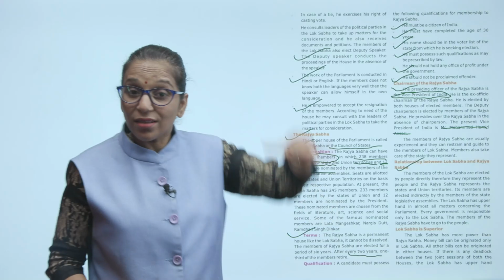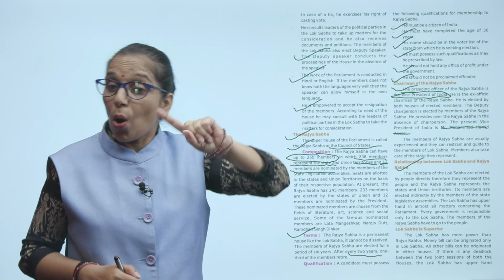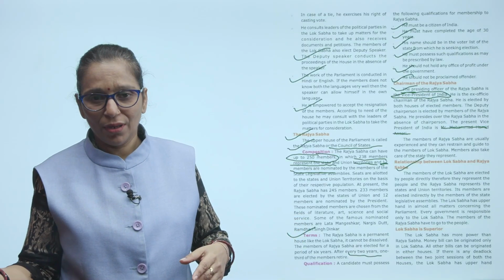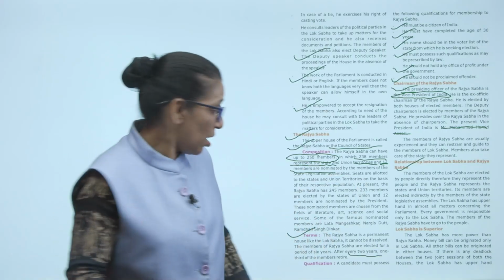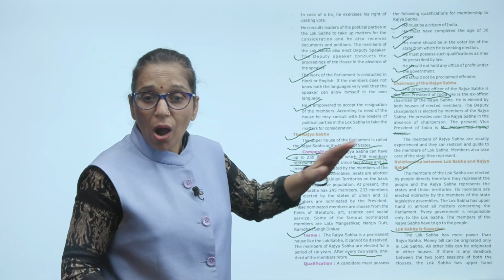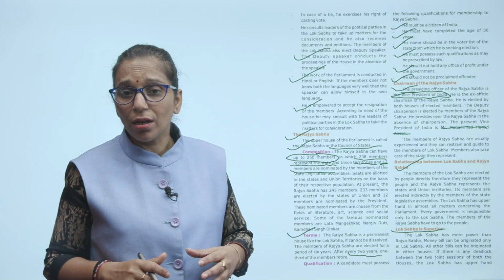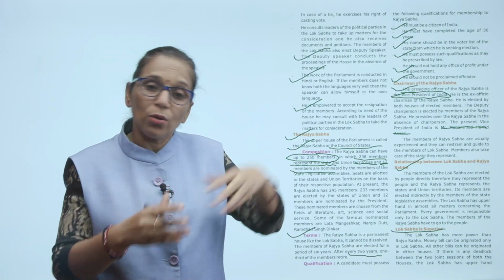Lok Sabha has the upper hand in almost all matters concerning the parliament. Every government is responsible only to the Lok Sabha. The members of Lok Sabha have to go to the people. Lok Sabha is superior. The Lok Sabha has more power than the Rajya Sabha. So always remember, Lok Sabha is superior. All other bills can be originated in either house, whether Rajya Sabha or Lok Sabha can introduce a bill. But if there is any deadlock between the two, in joint sessions of both houses, the Lok Sabha has the upper hand.